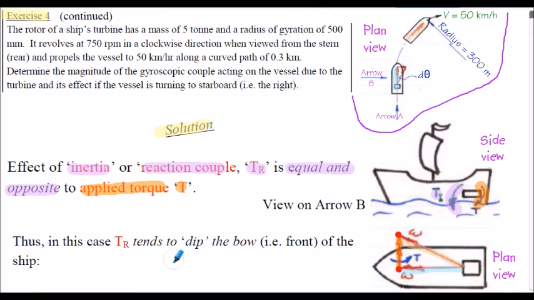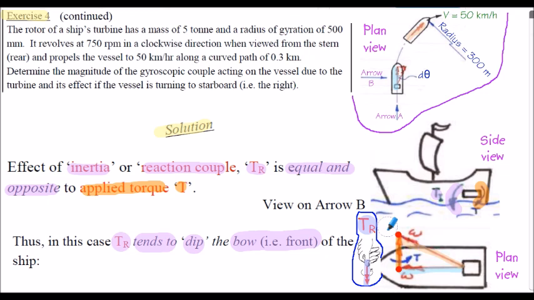So in this case, the reaction torque or the reaction couple TR tends to dip the bow or the front of the ship. And again, if it helps, here's the illustration of the right hand screw rule, showing how TR is dipping the bow or the front of the ship. The side view of the ship shown here shows the effects of the applied and reactive torques more clearly.